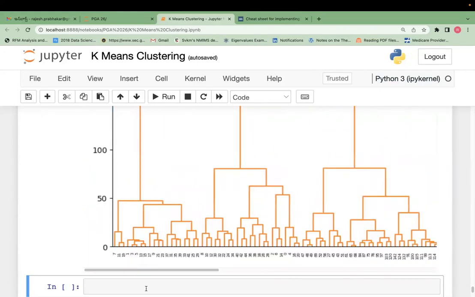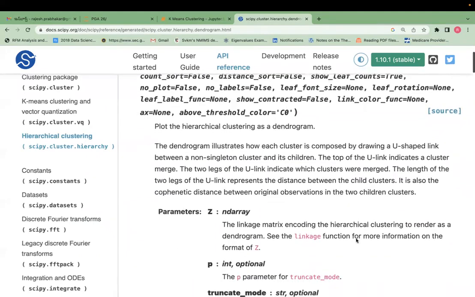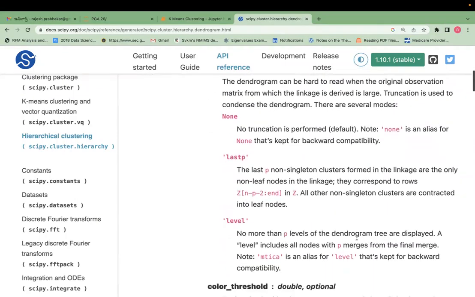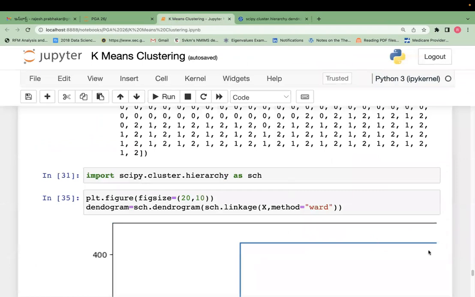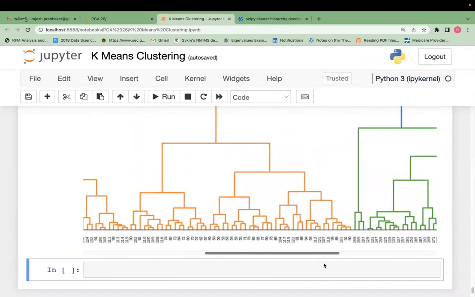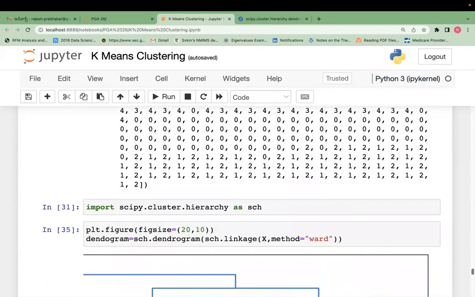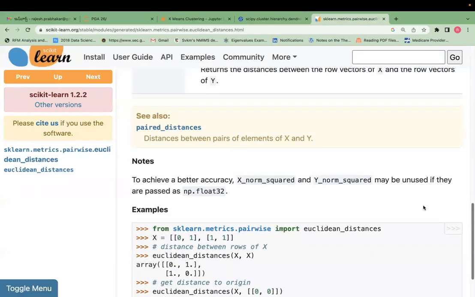No, we got only 3 clusters here. Parameters: p parameter for truncate mode, color threshold, orientation. I think it has taken the best value on its own. We have not specified the clusters. So orange is one cluster, green is one cluster, red is one cluster. 3 clusters it has formed. By default, it has formed 3 clusters on its own. Or we have to give, I think, a Euclidean distance matrix.